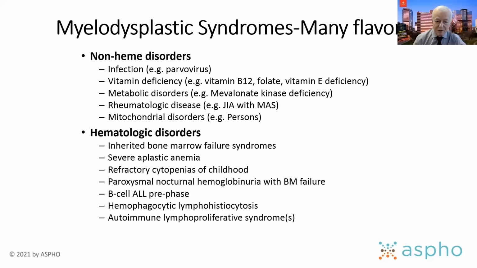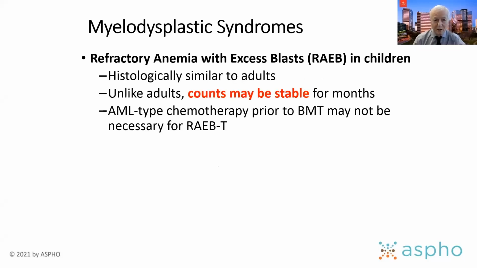Included in the hematologic disorders, besides the bone marrow failure syndromes, there is severe aplastic anemia, refractory cytopenias of childhood, PNH, paroxysmal nocturnal hemoglobinuria with bone marrow failure, and some leukemia patients in their early pre-phase present with a myelodysplastic syndrome. It's also found within hemophagocytic patients and patients with autoimmune lymphoproliferative syndrome.